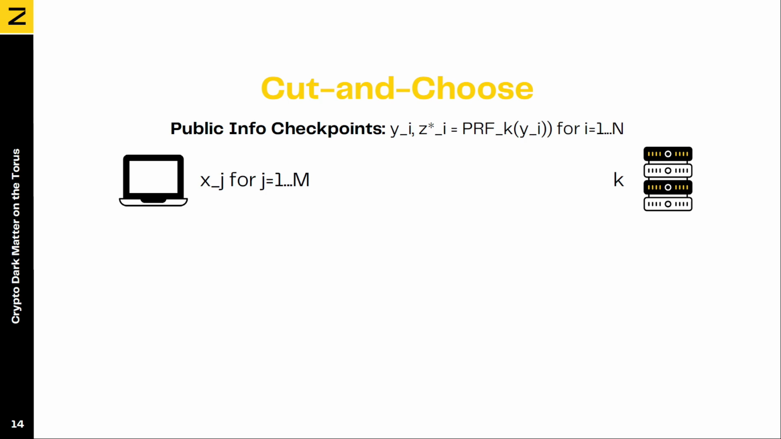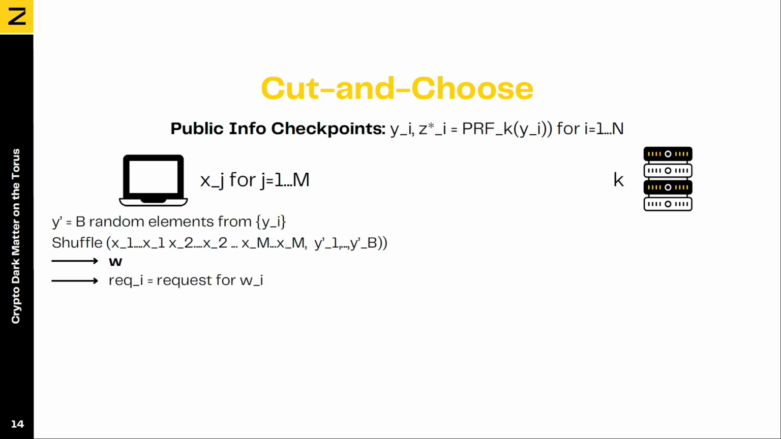OK, so instead we propose this cut and choose approach, which essentially entails the server publishing these public checkpoints. These checkpoints are just inputs and outputs. And suppose the client now wants to send a batch of queries. The queries are going to be denoted xj. What it does is copy these queries v times and then append a bunch of checkpoints onto the end of this long vector of inputs.